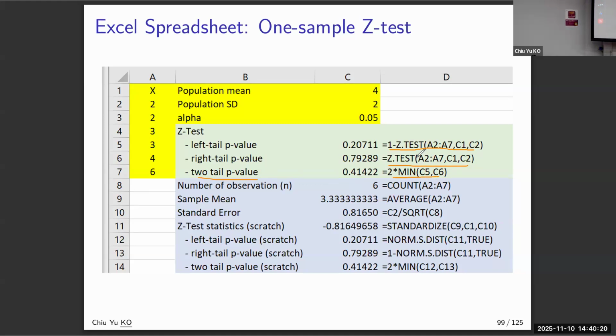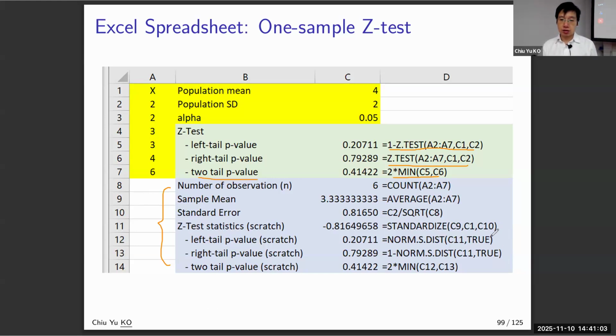Okay. And here the blue part is what we calculate from scratch, right? So I'm telling you that the green thing is actually doing what the blue is doing behind, and you're able to see how the green thing is done. The first line, row number 8, calculates how many data, and you calculate the sample mean on row number 9. Row number 10 is the standard error, which is standard deviation divided by the square root of n, right? Because you're given the standard deviation is 2, and then you calculate the standard error, then the z test, and that is how you do the calculation.